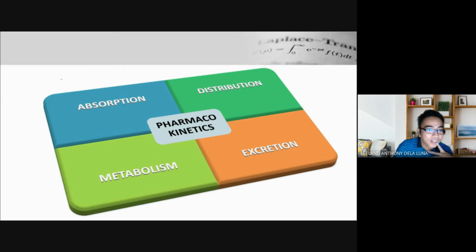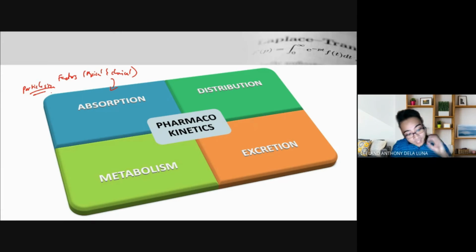Now, kumbaga, class, what are the factors? Okay? Pwedeng both physical and chemical factors that could affect a drug's absorption. O, bigyan ko kayo ng halimbawa, class. One of the physical factors that could affect a drug's absorption is particle size. Okay? Particle size. Sa tingin nyo, sino mas mabilis ma-absorb? Large particle size or smaller particle size? Smaller. Small po. Okay, very good. Definitely, class. Okay? Everyone. So, it's the smaller particle size.